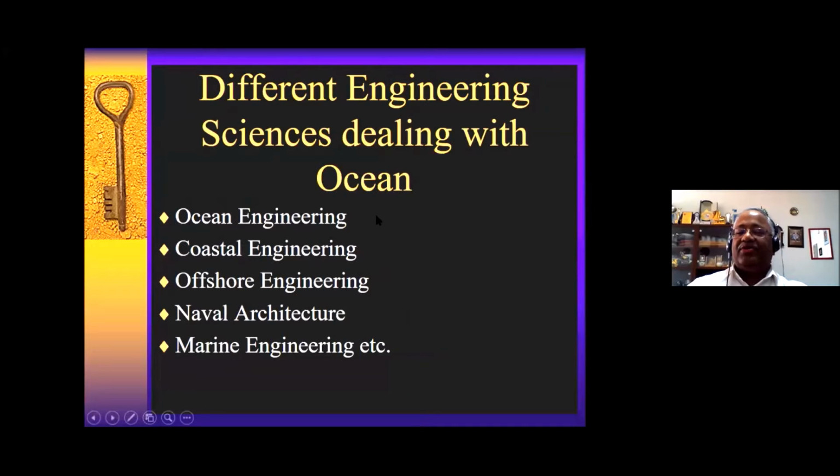Then again, now the science part is over. I am going slowly into the engineering part. In ocean engineering, the ocean itself has many different engineering fields. Okay, I will tell you one by one. There are different engineering fields in the ocean because even many parents have doubts about what this means, what that means. So I'm just trying to clarify now.